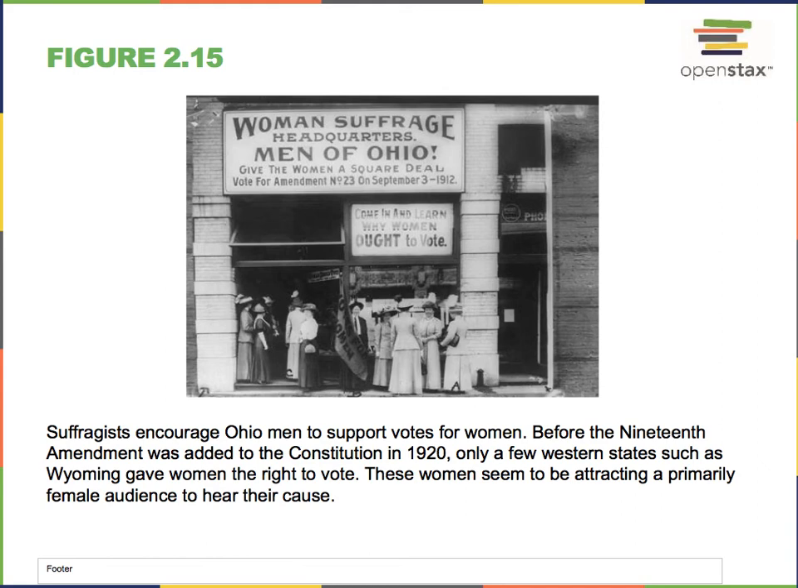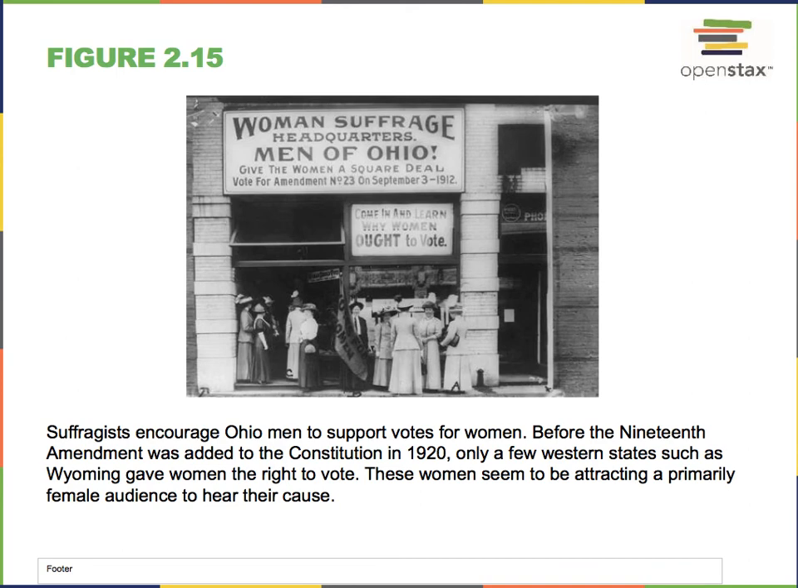Think about that. Women, white women, black women, whatever. Okay? Women couldn't vote until the 1920s. A lot of people forget that. That wasn't that long ago. Okay? Women who were advocating for the right to vote, it's called women's suffrage, would encourage Ohio men to support votes for women.